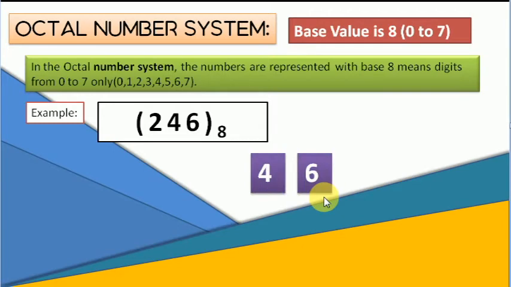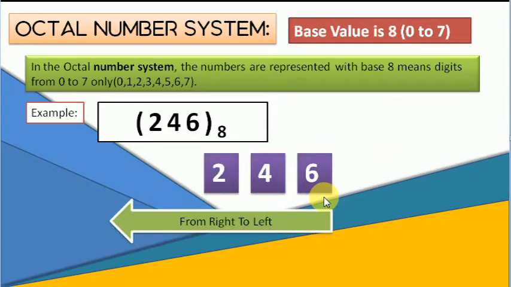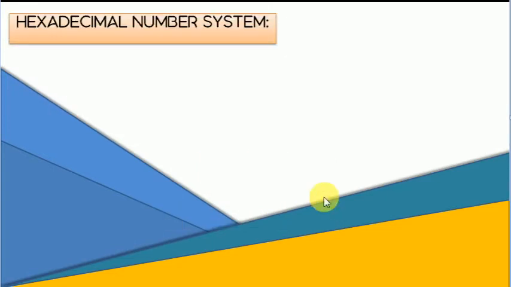Again, in this case also, when we start solving, we start from right to left, first 6, then 4, then 2. It means that if there are different types of questions, you will solve them in a different manner, but start from right to left. And what is the next one? That is the hexadecimal number. What is the base value of hexadecimal?